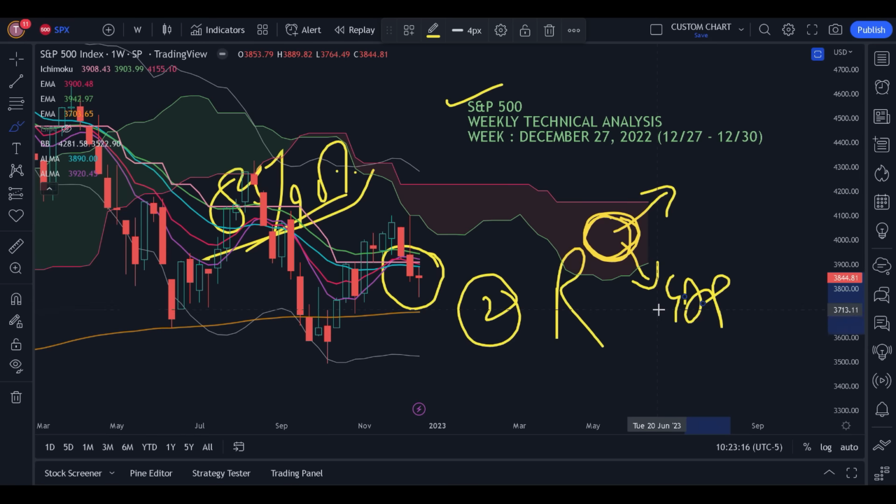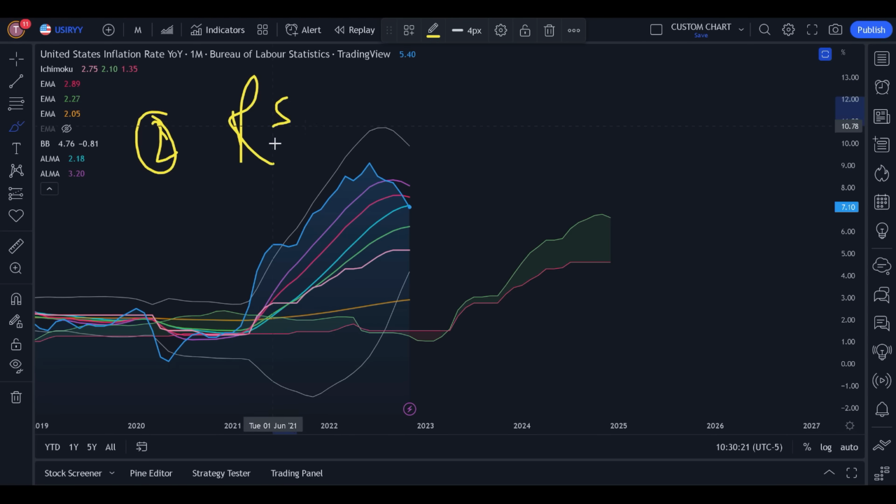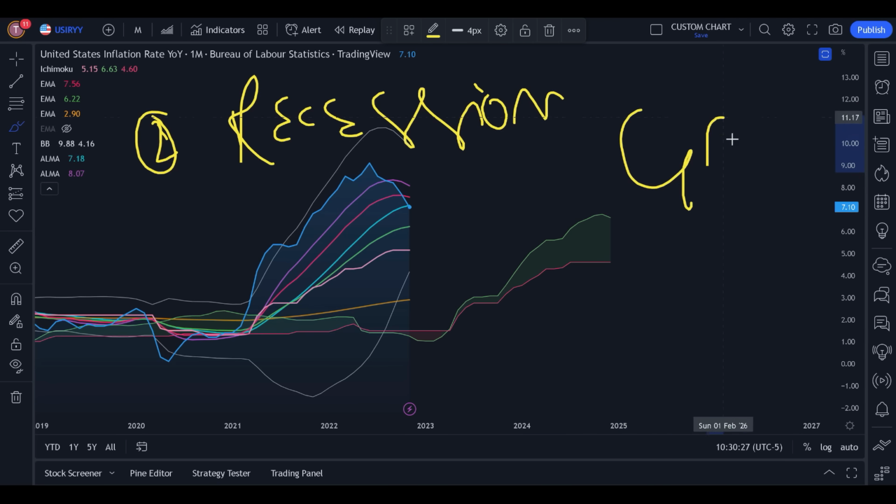So let's discuss the GDP data impact, and the recession, the technical recession and the absolute recession. Now, guys, the second point of our agenda is the recession and the GDP data that was published recently. Other than that, the PCE core data was also published on Friday, right?